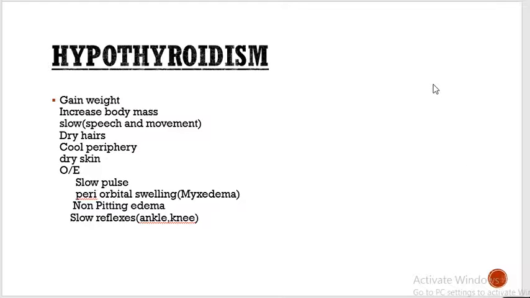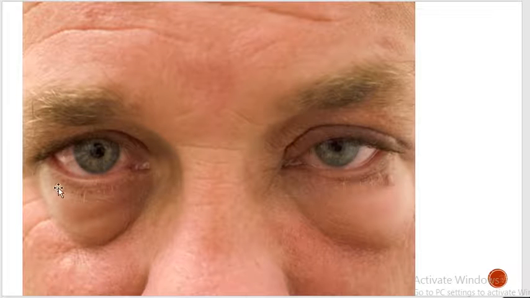The hypothyroidism patient clinically presents with weight gain, increased body mass, slowness of speech and movement, dry hair, cool periphery, meaning the hands and legs will be cool, and dry skin. On examination, we will find slow pulse and periorbital swelling like myxedema. In that picture you can see what we call periorbital edema.